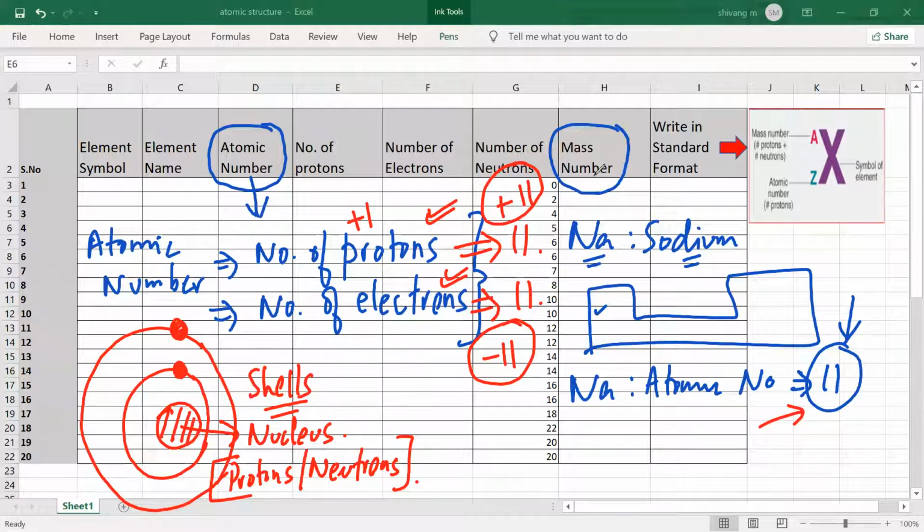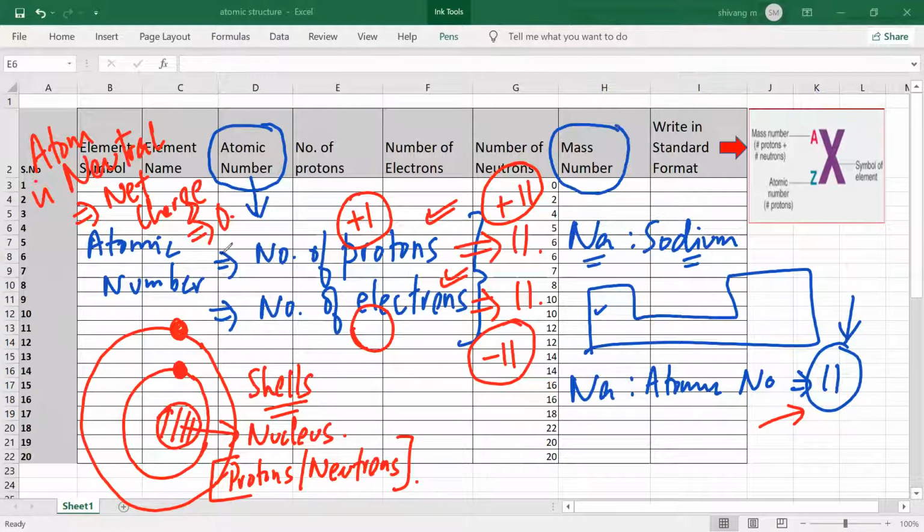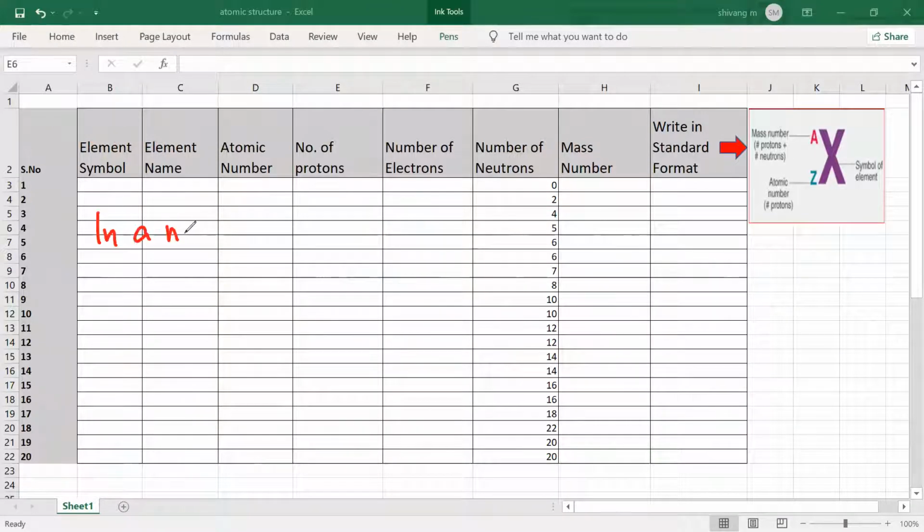Yes, sir. Now, what we have discussed again and again is that because an atom is neutral, neutral implies that the net charge is 0. Are we clear? Yes, sir. Because the net charge is 0, that is why the number of protons and the number of electrons in a neutral atom would be equal. Are we clear? Yes, sir. So in a neutral atom, basically an atom is neutral. I'm just repeating. So you take any neutral atom.